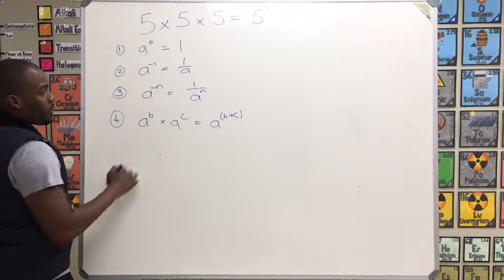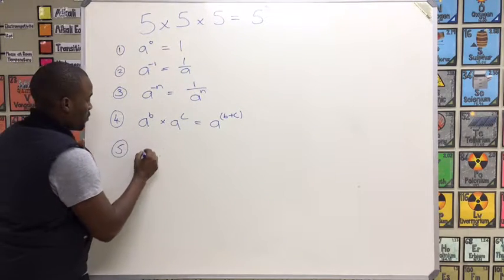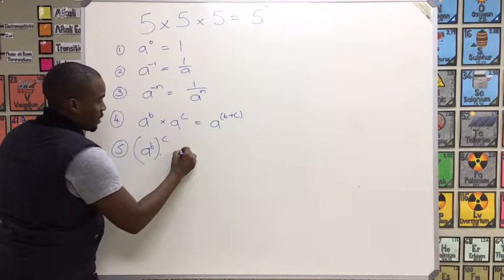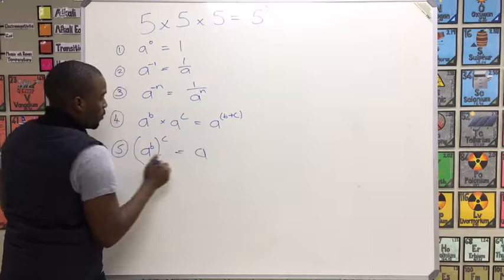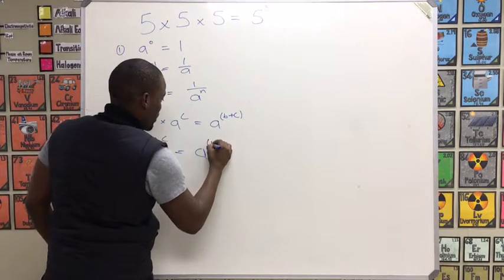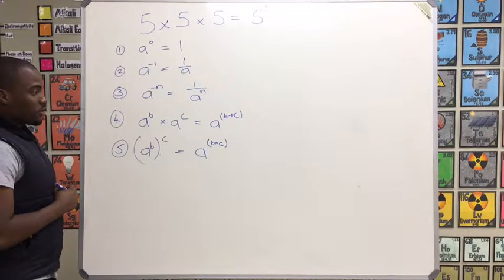Let's look at what happens if I raise an exponent to another exponent. The next example would be a to the power of b, and that entire thing to the power of c. That will give us, now our exponents are multiplied together. So that's a to the power of b times c, like so.